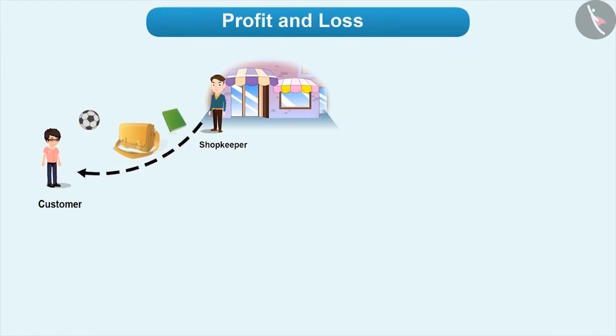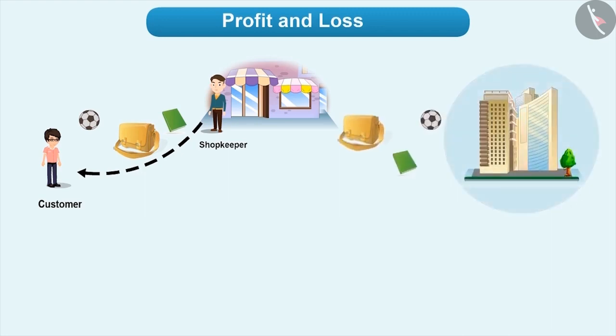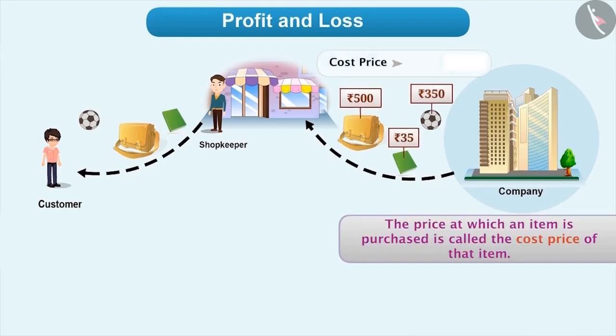The shopkeeper sells goods to earn for his daily needs. And where does he bring these goods from? He purchases them from big shopkeepers or from the companies that make them. The price at which an item is purchased is called the cost price of that item. We write cost price in simple form as CP.